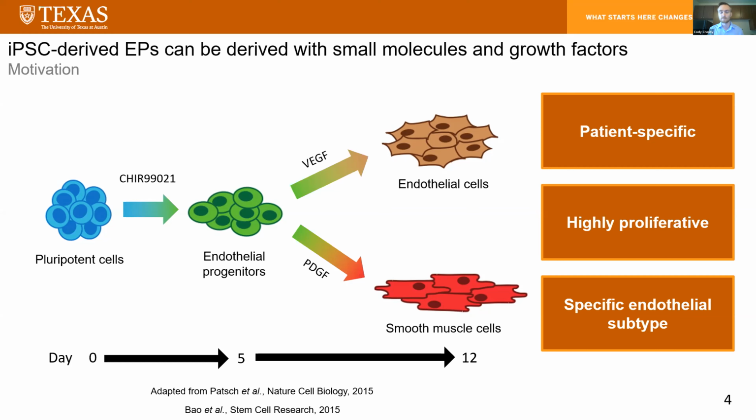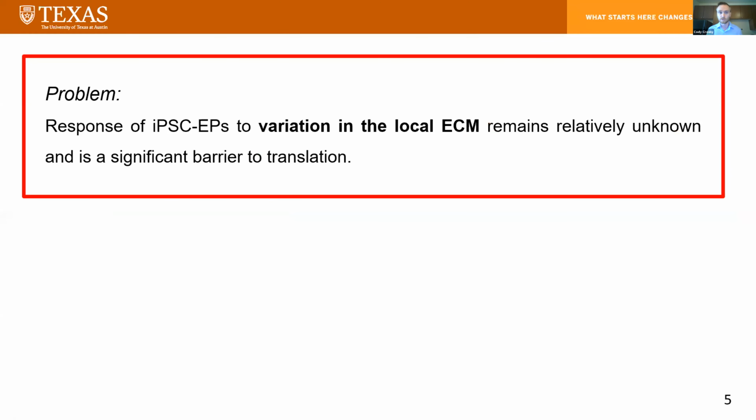Since iPSCs can pretty much be expanded limitlessly in the laboratory before use, we believe these are also highly proliferative in that sense. And they also are bipotent, meaning they can differentiate into the building blocks of mature functional vasculature, endothelial cells and smooth muscle cells, simply by toggling between these two angiogenic growth factors. Furthermore, you can generate specific endothelial subtypes because the endothelial cells shown here are capable of differentiating into arterial, venous, or lymphatic lineages.